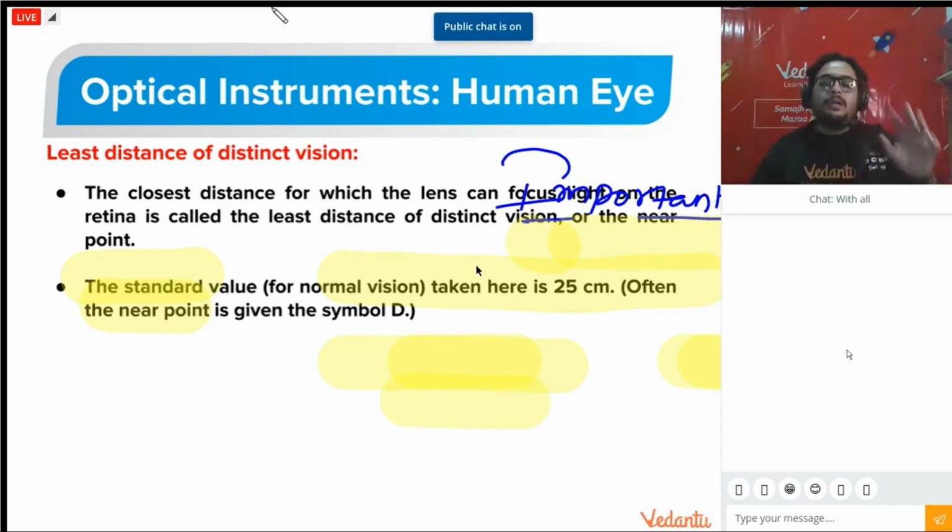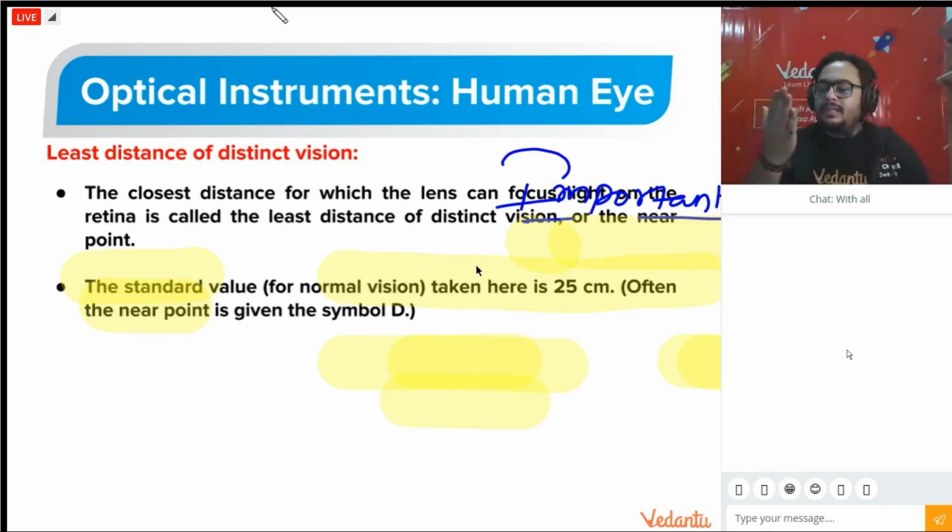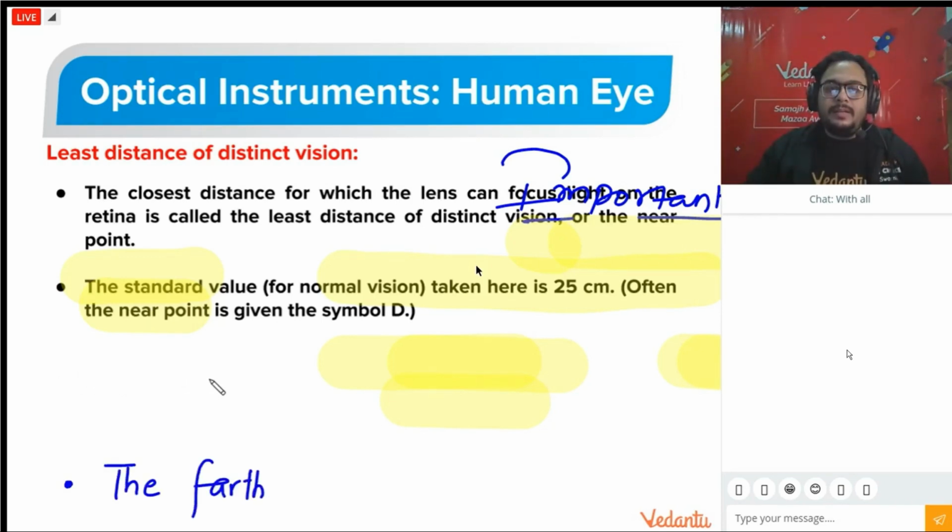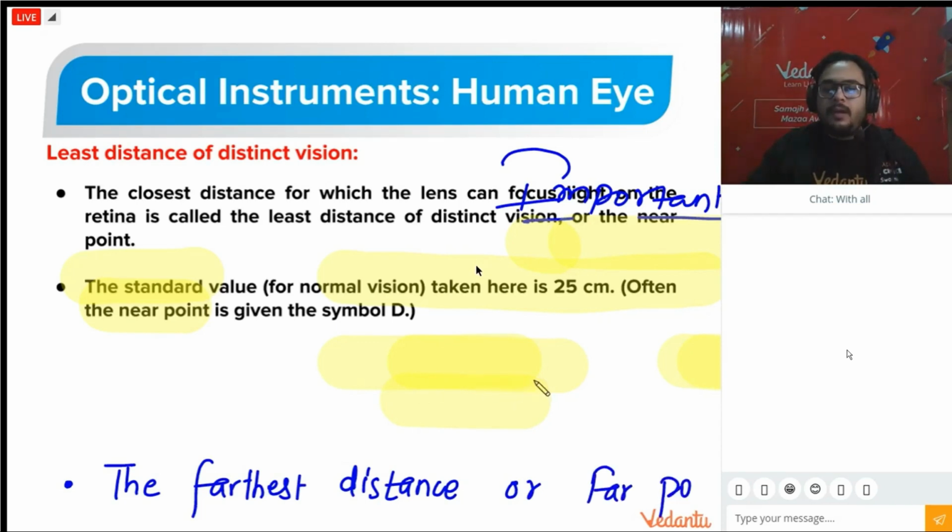Please note this down, this is the important part. The closest distance that you can see very clearly. If your eyes are okay, if you are a normal human being, the closest distance that you can see is 25 centimeter. And can anyone tell me what is the farthest distance? Yes, Shirdil. Or far point. Far point is infinity. You can see up to infinity clearly.